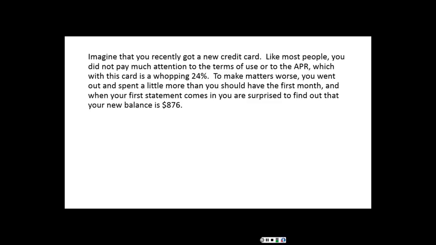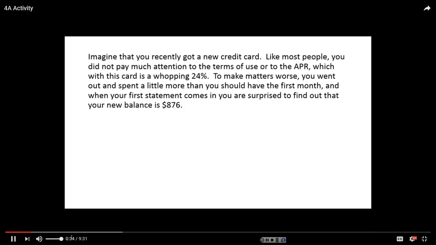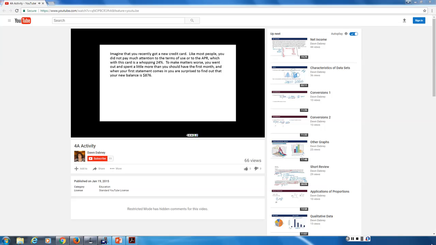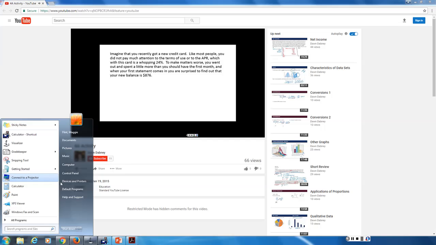Imagine you recently got a new credit card, and you didn't pay much attention to what the terms of use are, the APR is, and with this card, it's 24% interest. To make matters worse, you go out and spend a little more than you meant to, and when the first statement comes, you're surprised to find out that your new balance is $876.